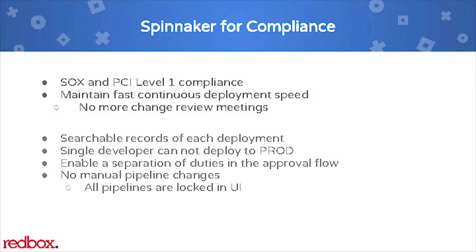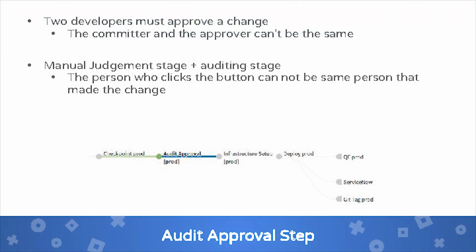So we passed PCI level 1 using Spinnaker by creating things like searchable records of every deployment, right? And creating UIs for that. Things like developers can't deploy to prod. The single developer can't deploy to prod and approve their own change, right? Have 2 people be part of a change cycle. Enable a separation of duties in the approval flow, right? So maybe only the manager of the team can implement changes by the folks on that team. And then ultimately, the pipeline is locked in the UI.